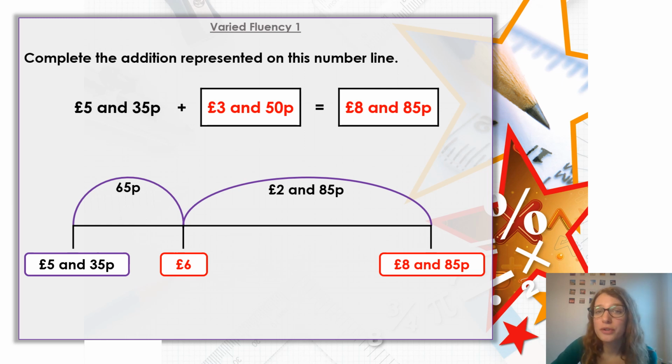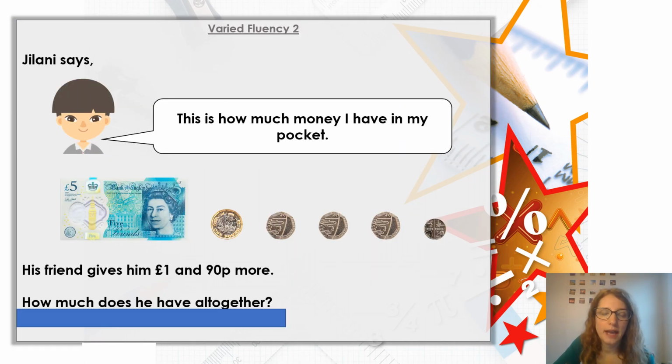So I'm just showing you a few different ways you can add money today, and you can choose the method that you find easiest. Okay, so choosing what method you find easiest for this one. Jelani says, this is how much money I have in my pocket. So look, he's got a mix of notes and coins. So have a look. How much has he got in total to start off? Okay, so we've got a £5 note, a £1 coin, 3 20p coins and a 5p coin. Okay, so work out your total there.